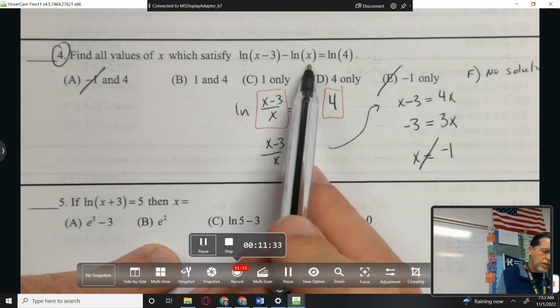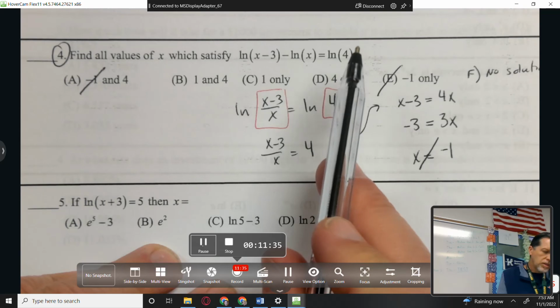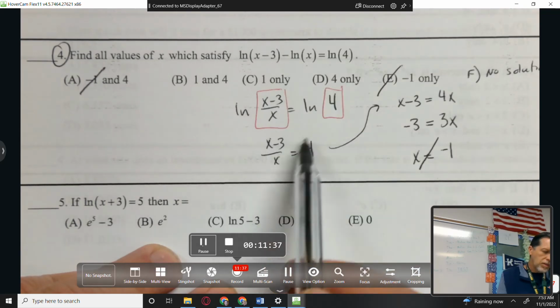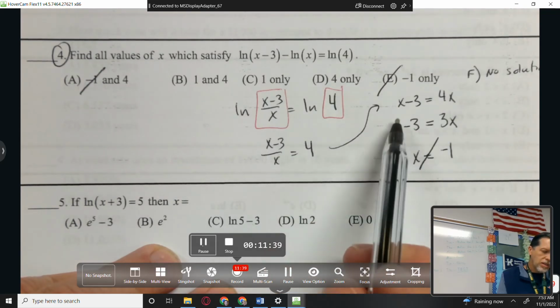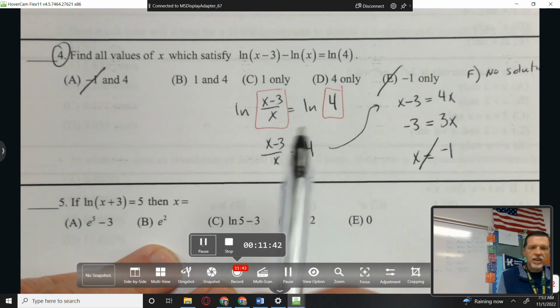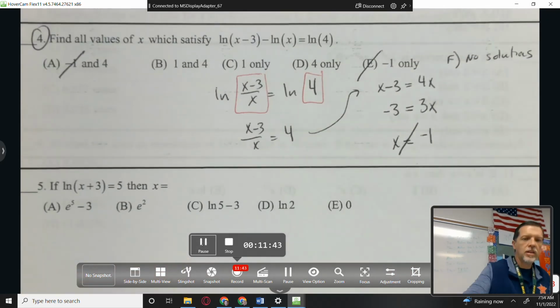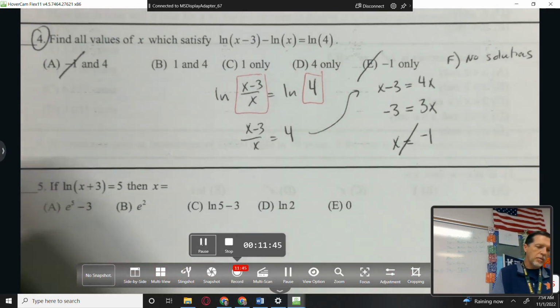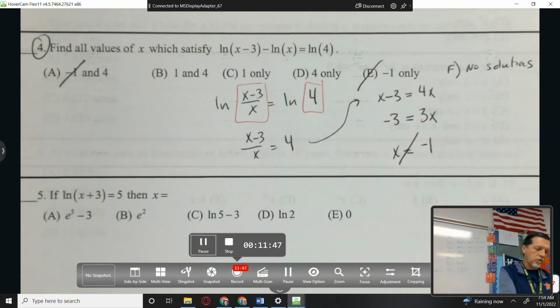x minus 3 over x equals 4. So x minus 3 equals 4x. Subtract the x, yeah, I think I'm right. A little bit of confirmation. Number 4 is no solution. So I'm glad we picked that one to do.